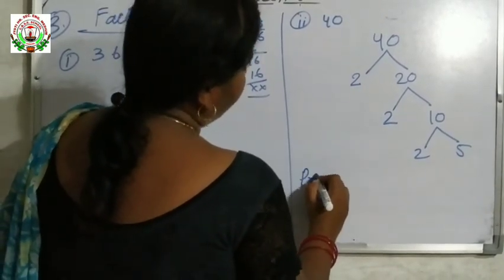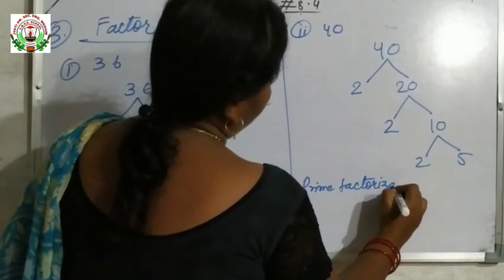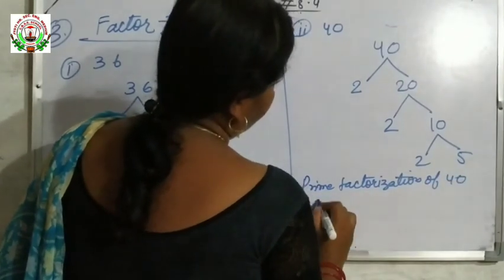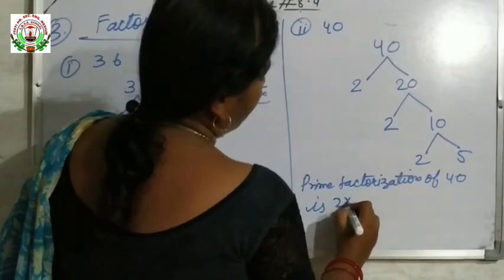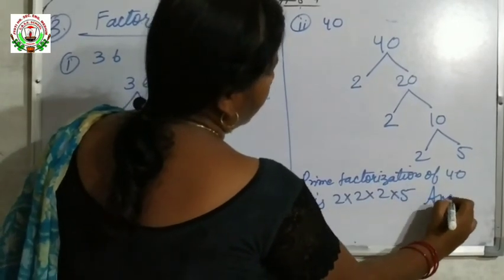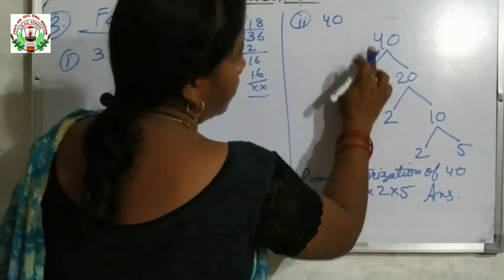Now we will write the prime factorization of 40. This number you will write with multiplication signs: 2 into 2 into 2 into 5. You can check your answer. 2 2 ja 4, 4 2 ja 8, 8 5 ja 40.